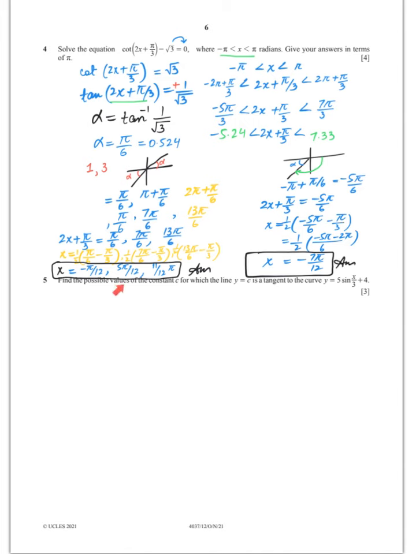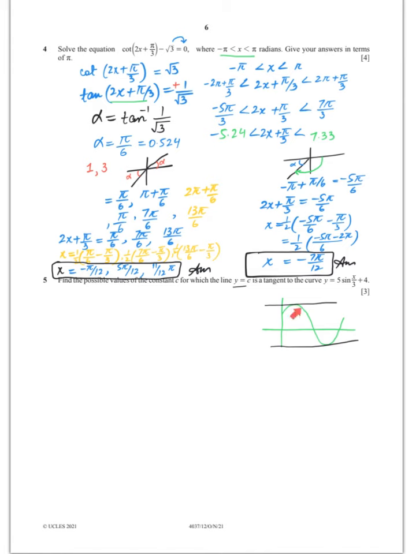Next one. Find the possible values of the constant c for which the line y equals c is a tangent to the curve y equals 5 sin of x over 3 plus 4. Now, if I draw this curve roughly, let's suppose we have a sin x curve. Let's suppose it will be like this, right? Since it starts from plus 4, I'm just drawing it roughly. It says the line y equals c is the tangent. So the possible values of tangent, either it can be there, or it can be there. These are the two possible values of tangent here.